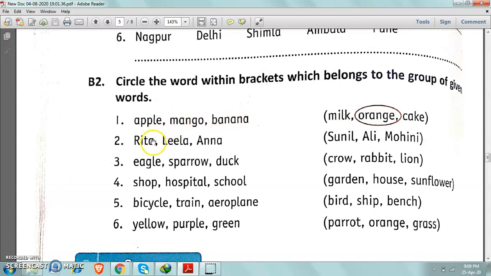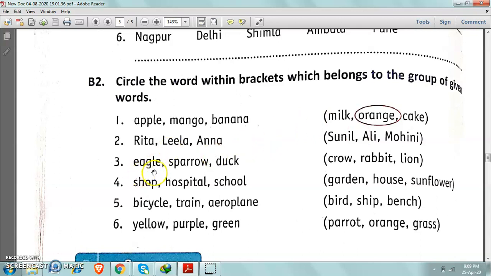Come now. Rita, Leela, Anna. These all names are of girls. Now you have to find the similar names. Sunil, Ali. These names are of boys. So here you will circle Mohini. Mohini is the name of a girl.